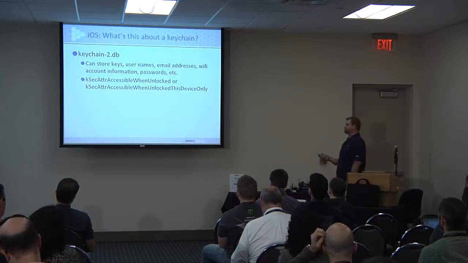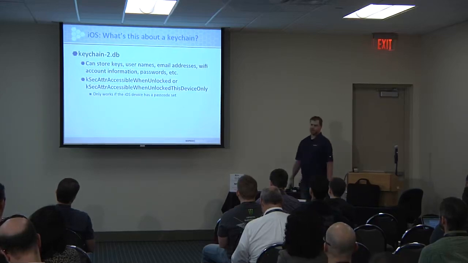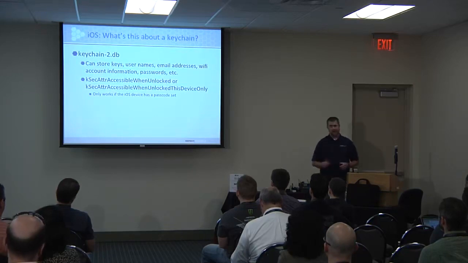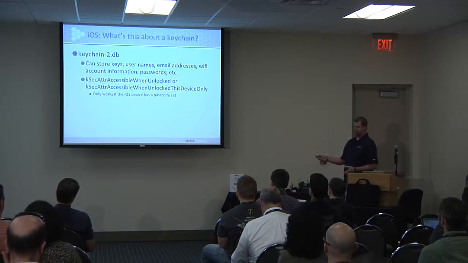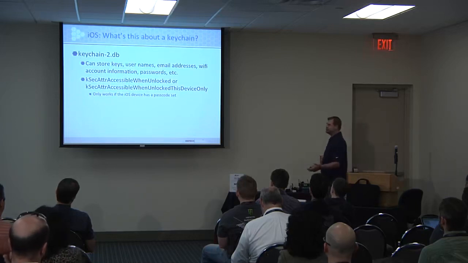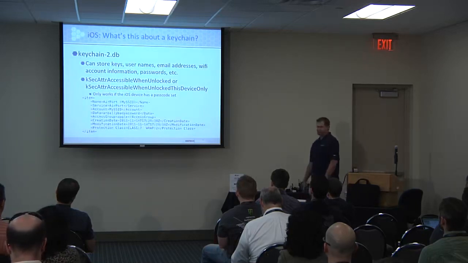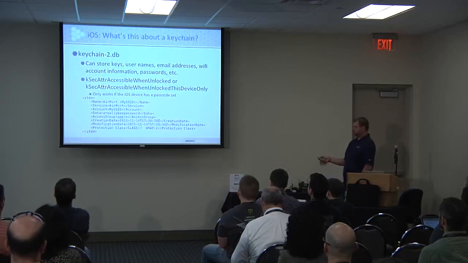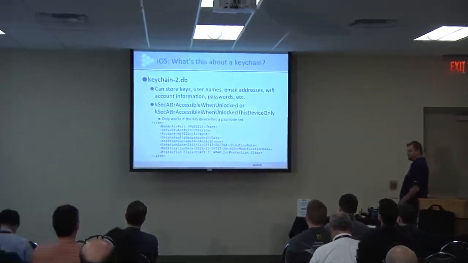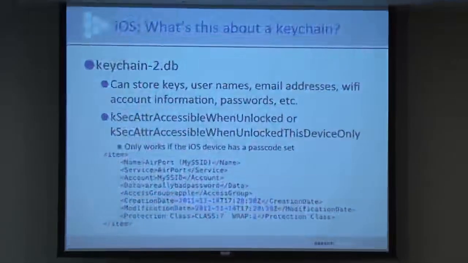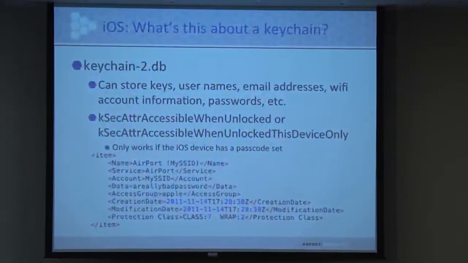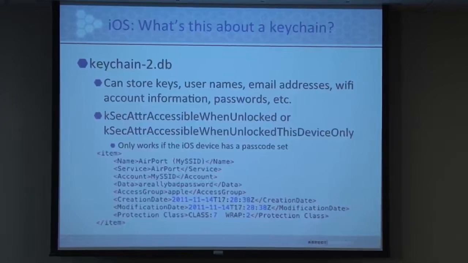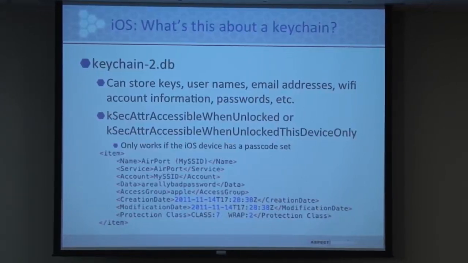But there's a caveat to this. It only works if the device has a passcode set, which you can't necessarily require from your application, right? So you can't rely on these attributes to work if the user just has a wide open device. So this is kind of what it would look like. This is just an SSID that I did a dump of a keychain. And obviously you have the account or the SSID and a really bad password in the clear. So that information is available even though it's supposed to be secured. So make sure what you're storing in there isn't something that, if lost, is going to be detrimental.